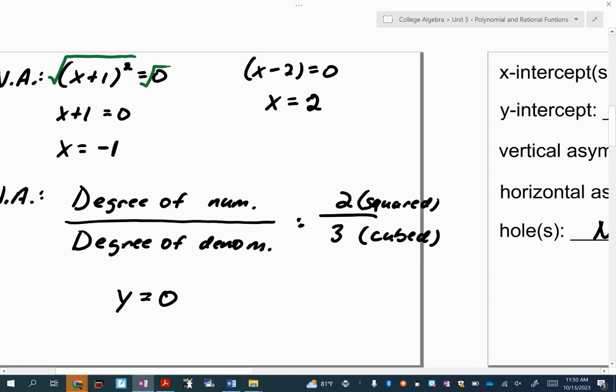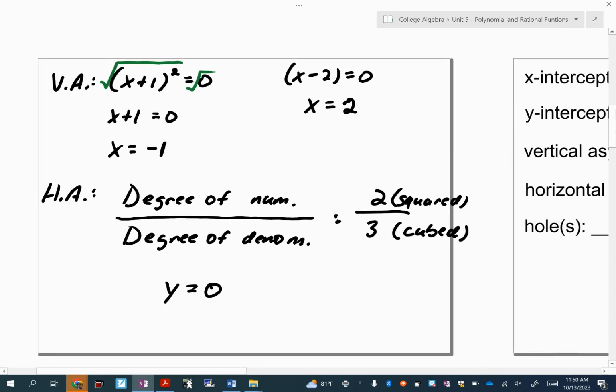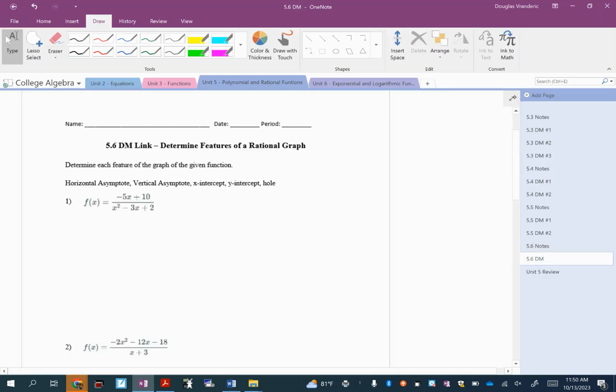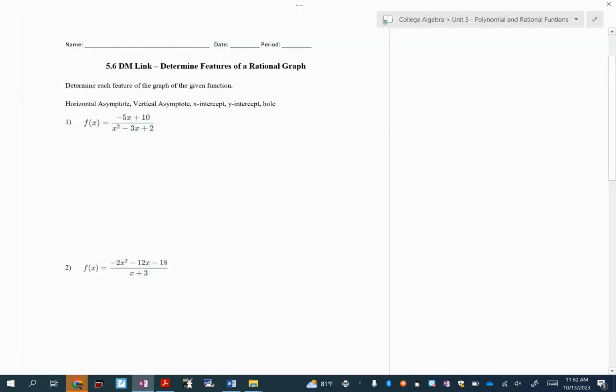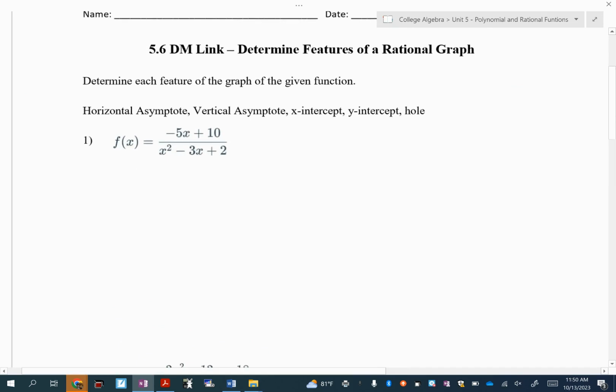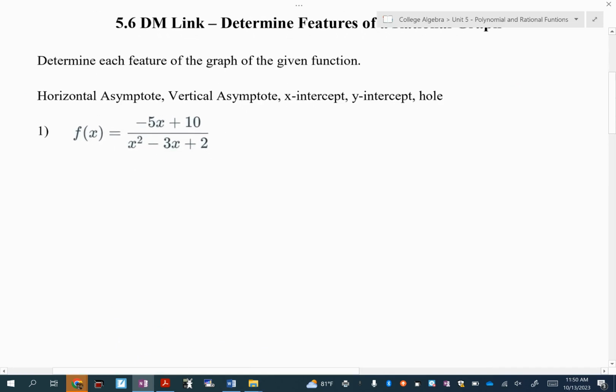All right, so that's the process for how to find all of these characteristics. And I'm going to transition now to showing you how it looks on a few Delta Math practice questions. So flip in your packet if you haven't already. Find this page. All right, we're going to try these two. And then I'll give you a chance to go to your Chromebook and try them on your own.